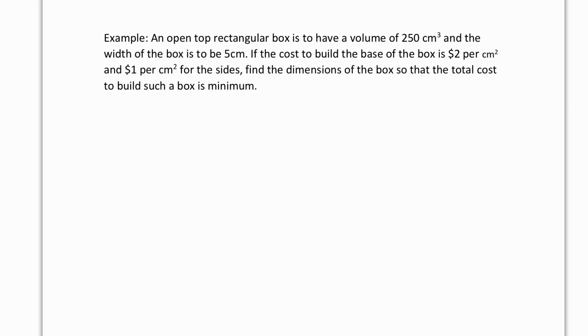So an open top rectangular box is to have a volume of 250 centimeters cubed, and the width of the box is to be 5 centimeters. If the cost to build the base of the box is $2 per centimeter squared, and $1 per centimeter squared for the sides, find the dimensions of the box so the total cost to build such a box is minimum.